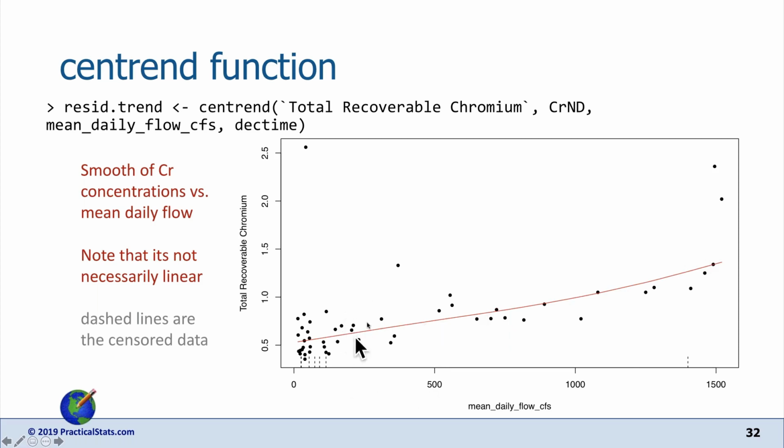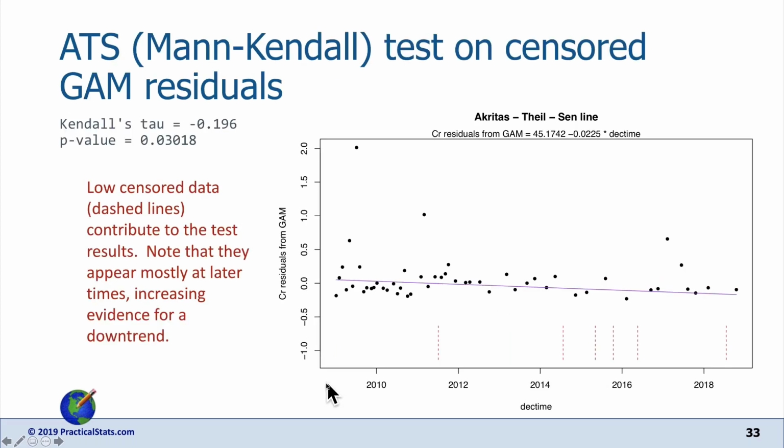Then the residuals are the difference between the points, including the non-detects, because there are some smooths that work with censored data, including the non-detects, and the red line. That difference is the residuals. Those differences are taken over and run in the ATS process. And that's all done with the cenken trend function.